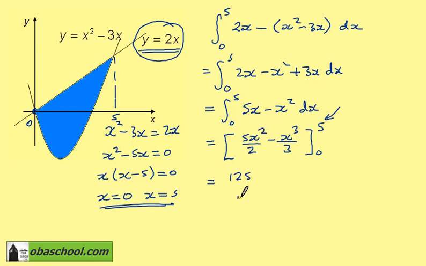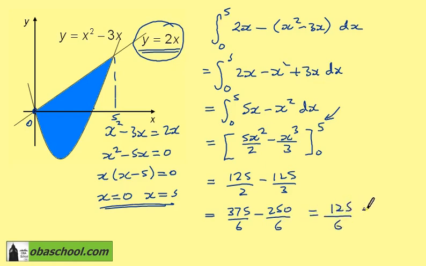5 times 25 over 2, that's 125 over 2, take away 125 over 3. That's 375 over 6, take away 250 over 6, giving us 125 over 6 square units.